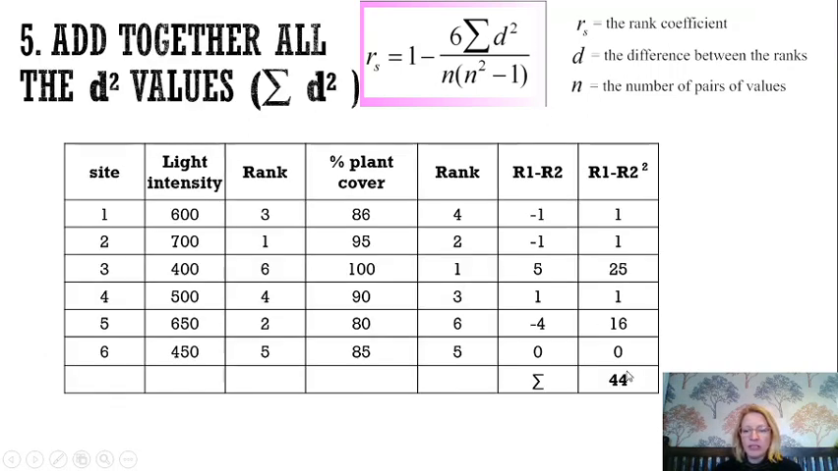And then you need to add all of those together. So this is the sum of. If you look at the standard deviation video, I go through what some of these different symbols mean as well. So this means sum of. So I'm going to add all of those together. So 1 plus 1 plus 25 plus 1 plus 16 gives you 44.